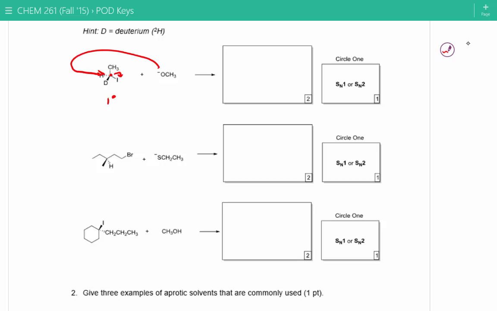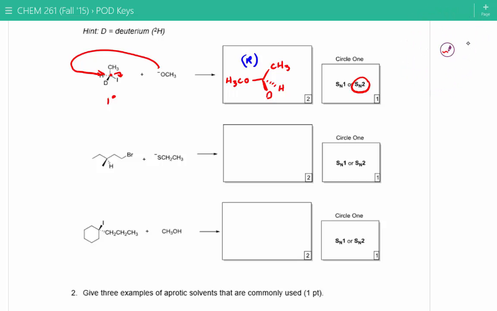kick off our leaving group, which means it's going to be on this face, and our CH3 group is going up, our deuterium is going down, and our hydrogen is going back. So you can draw this a variety of different ways. You could draw it right side up, left side down, however you want. But the key is that this product should have that inversion of stereochemistry, right? We go through that trigonal planar transition state and we flip the stereochemistry. So in this case, your product should have an R stereocenter in it.